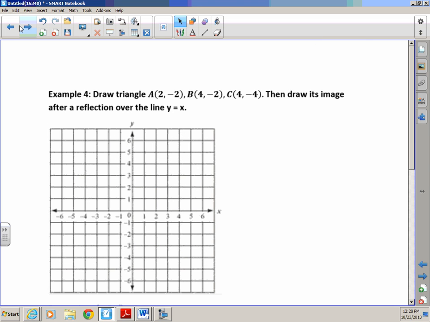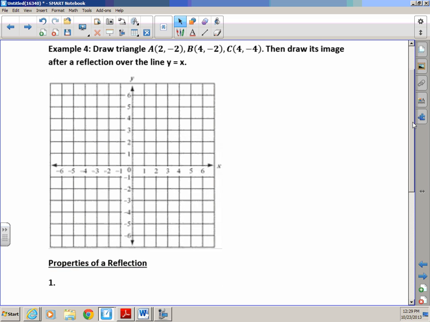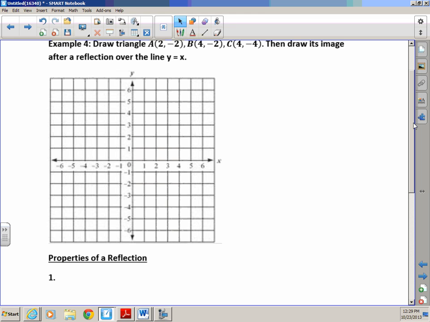Now, let's go to the next example. I'm going to take the following triangle, A, which is (2, -2), B, which is (4, -2), and C, which is (4, -4). And I want to translate it, or reflect it, I'm sorry, over the line y equals x.